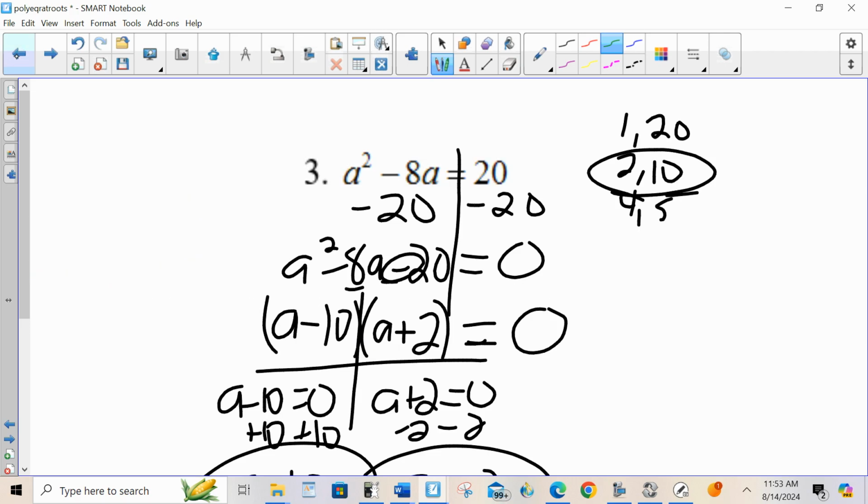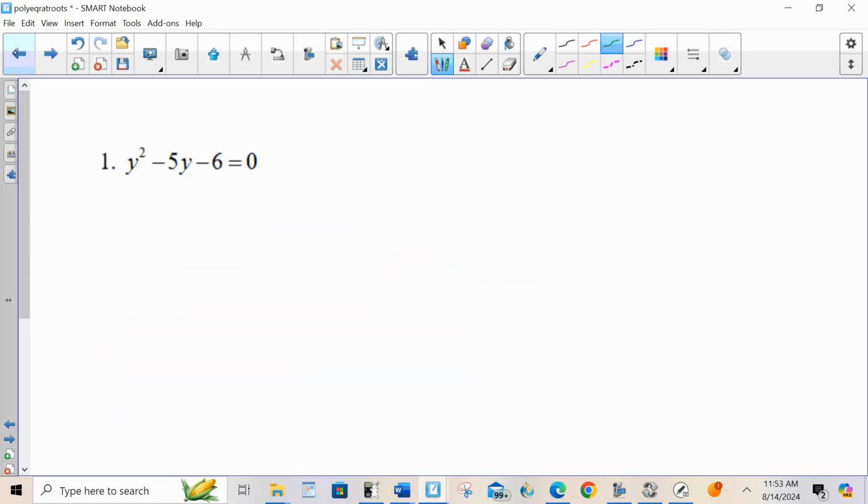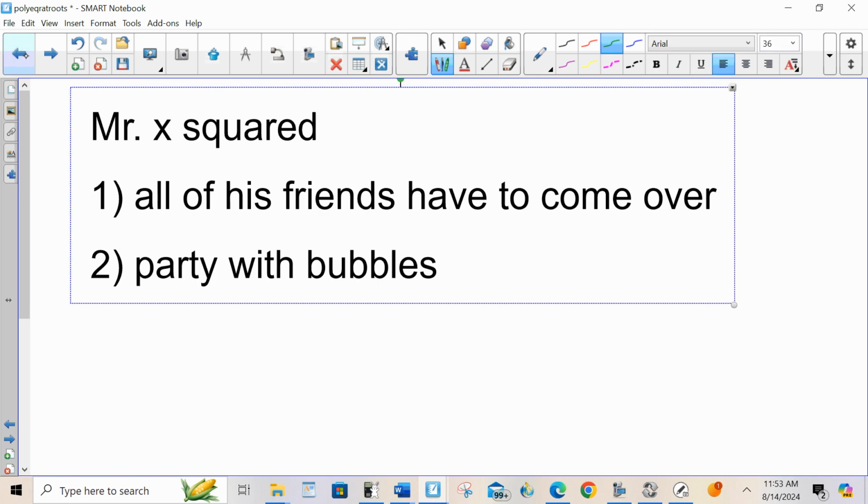And again, just following the Mr. X squared story is helpful in remembering what to do. Whenever you see Mr. X squared, he wants to party. Before he can party, all of his friends have to come over. That's bringing everything to one side. Then he parties with bubbles. Bubbles are parentheses. Parentheses you're always going to see when you're factoring.